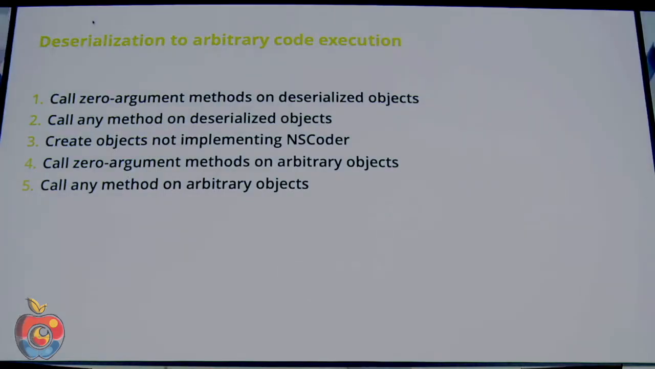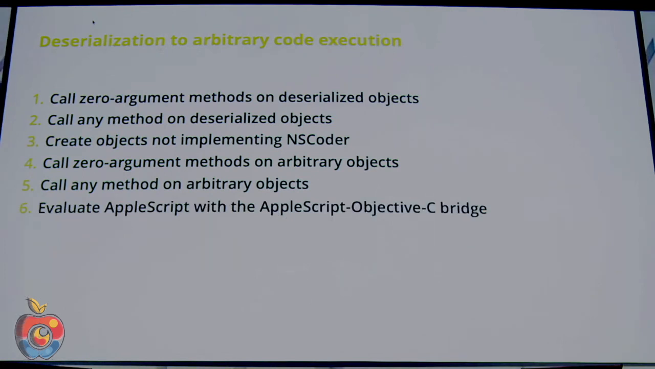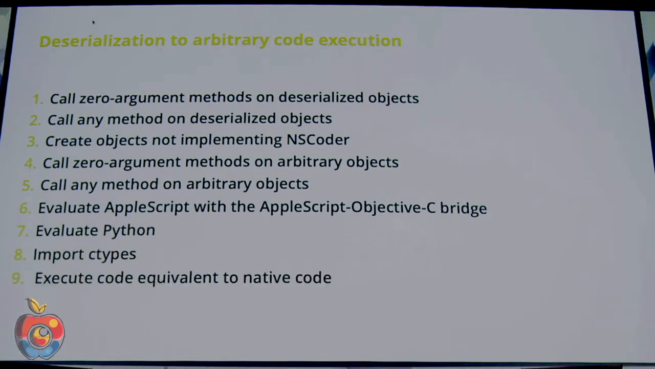So to go back to that summary of the different steps, I could call any methods on arbitrary Objective-C objects, evaluate AppleScript with the AppleScript Objective-C bridge, evaluate Python, import ctypes, and then I had code execution basically equivalent to native code.